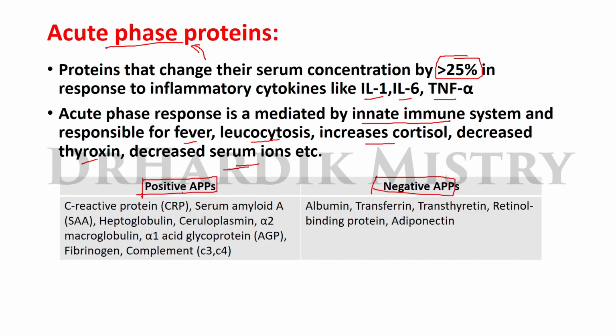Now which are the examples of positive acute phase proteins? These include C-reactive protein, serum amyloid A, haptoglobin, ceruloplasmin, alpha-2 macroglobulin, alpha-1 acid glycoprotein, fibrinogen, complement C3 and C4. So all these are positive acute phase proteins. Now which are negative acute phase proteins? This includes albumin, transferrin, transthyretin, retinol binding protein, adiponectin. So all these are examples of acute phase proteins.